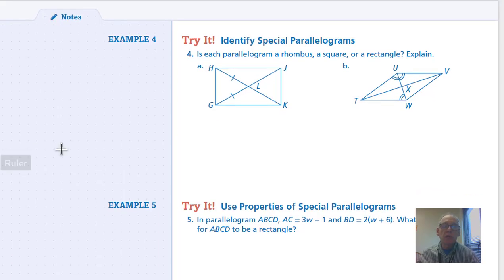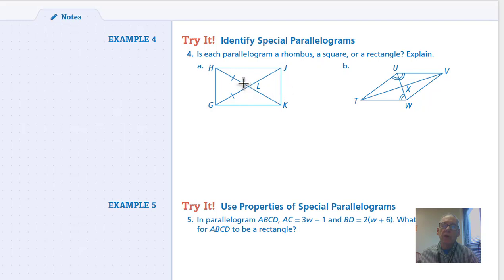Okay, we want to come up with a special name based on what's going on with these. So here we've got that these two pieces are congruent to each other, but there's nothing about bisecting going on. The sides don't look like they're congruent, and there's not enough information to say that they are, so it's not a rhombus. The opposite sides aren't congruent. It's not a square. Could this be a rectangle? It could be a rectangle.